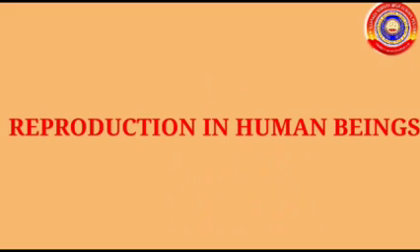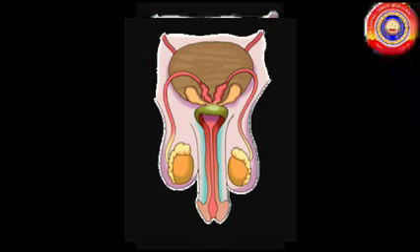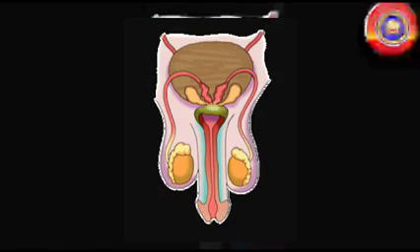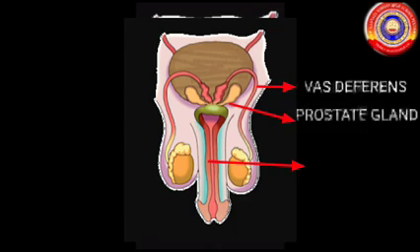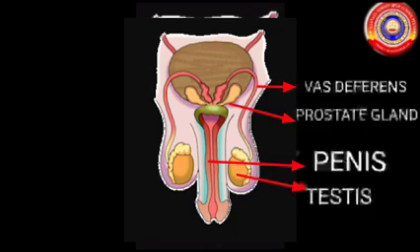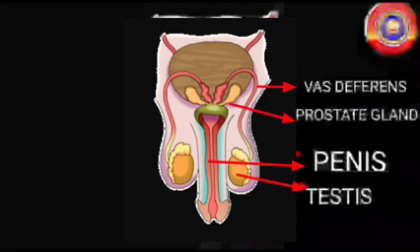Let's look at the picture. This is the male reproductive system. The male reproductive system mainly consists of four parts. They are vas deferens, prostate gland, penis and testis. Vas deferens is the duct that carries sperms from the testis to the ureter.